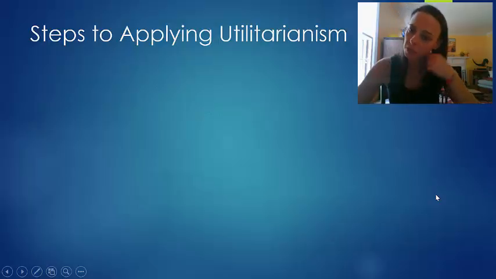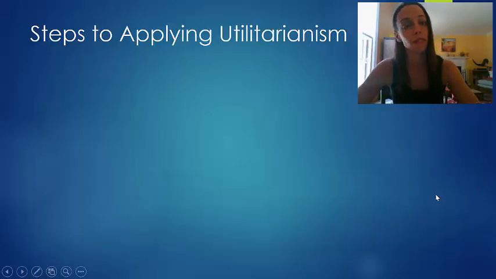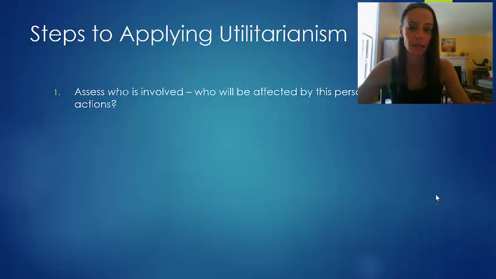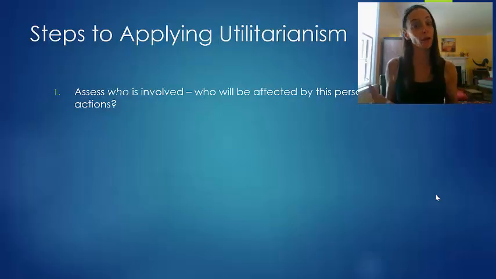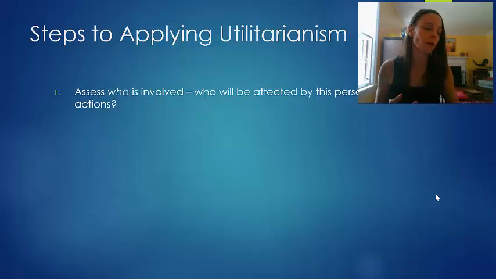Okay, so there are some steps you need to make sure you go through when you're applying utilitarianism. And if you were to skip any of these steps, then on an essay, for example, I would definitely want to say that you didn't completely apply the theory to the case. So the first step is to assess who is involved in the situation, who's going to be affected by this person's actions. Since we've got a theory that's based on consequences, and based on creating the greatest good for the greatest number of people, figuring out what people are involved is going to be a big part of this process.